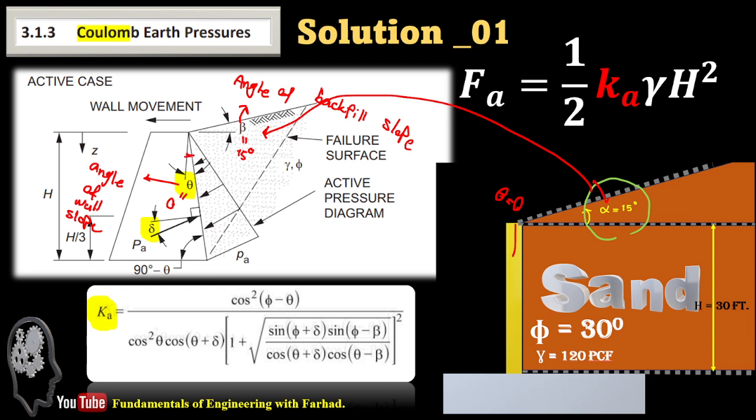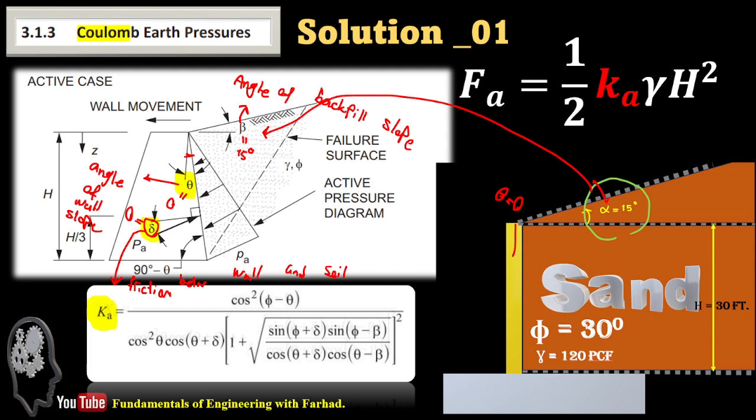If there is some kind of tilted angle there, theta would not be zero. And then delta here is the friction between the wall and soil. Again, in our case delta is not provided, so you can consider that one as 0 too.